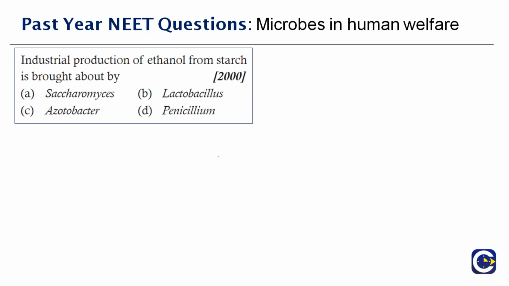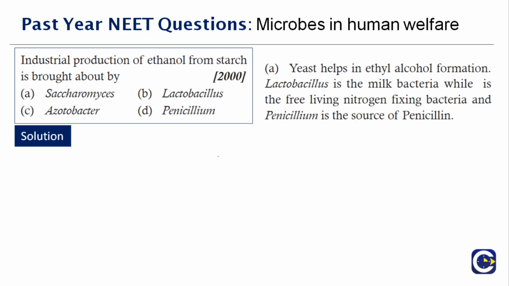Industrial production of ethanol from starch is brought about by, again, this is a direct question for you. By now, you know what the answer is. Yes, it is Saccharomyces. Yeast helps in ethyl alcohol formation, while lactobacillus is involved in the milk bacteria. And penicillin is a source of penicillin. It's a fungi. Okay, therefore the correct answer is option A.